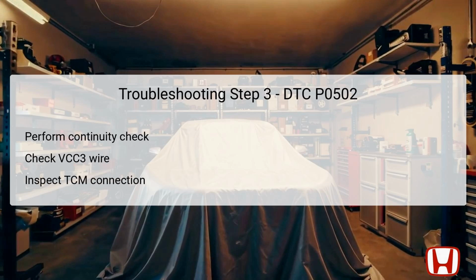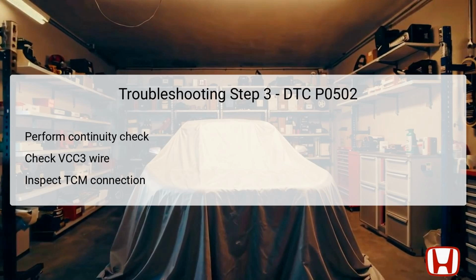The third step involves conducting an open wire check on the VCC3 line to ensure continuity. Start by switching the vehicle off, lock, and disconnecting the TCM50P connector. With both connectors detached, continuity must be assessed between two specific test points.